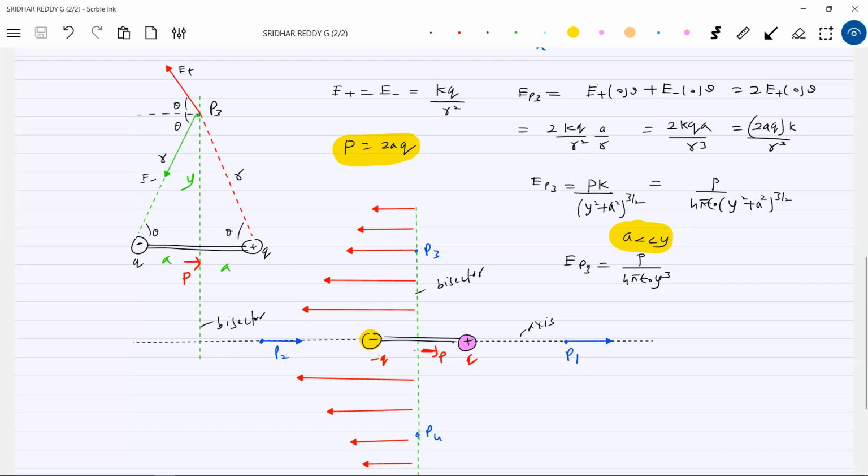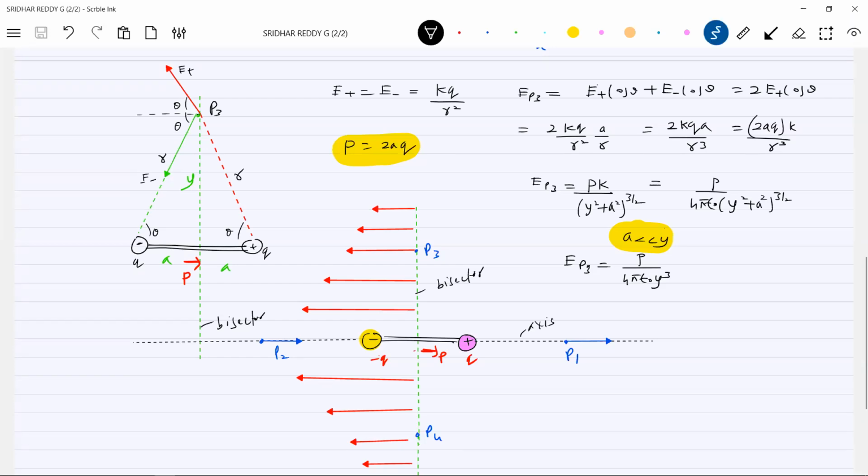Sir, on the axis of the dipole, as we move away from the dipole, the electric field decreases? Yes, as you move away, the electric field strength decreases. Here also the field strength decreases, because as y increases, the field strength should decrease.